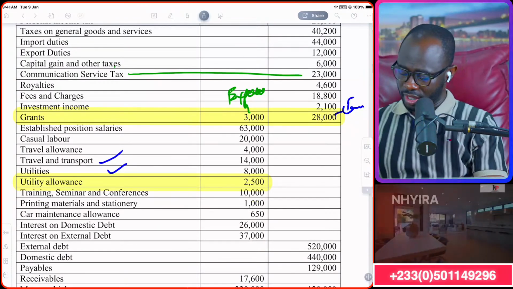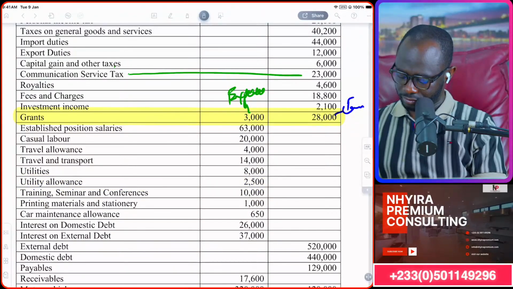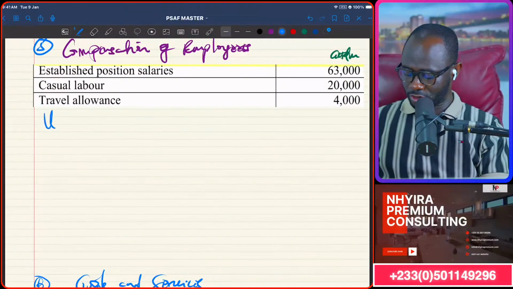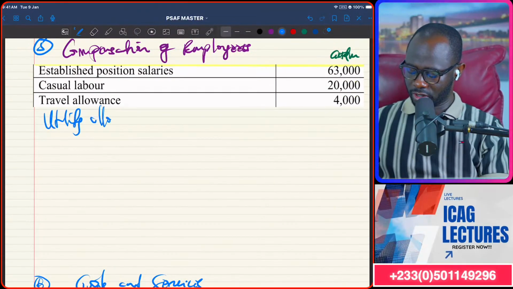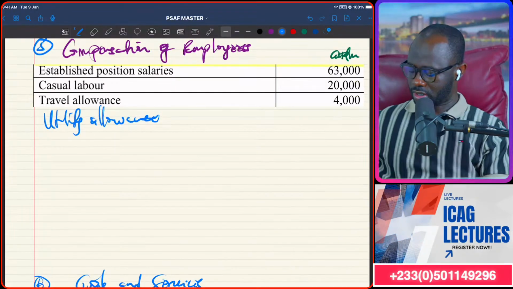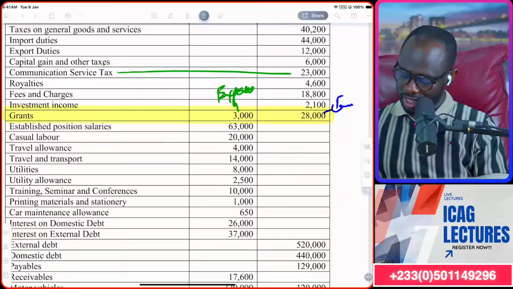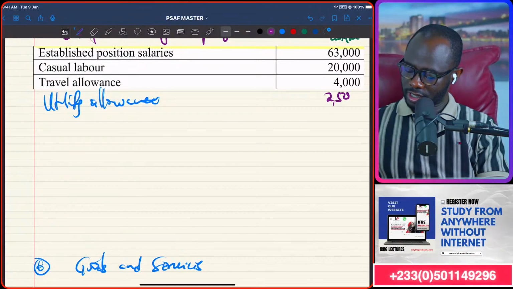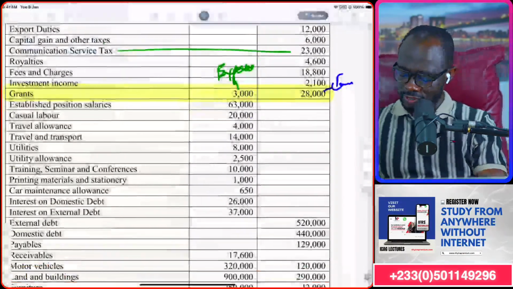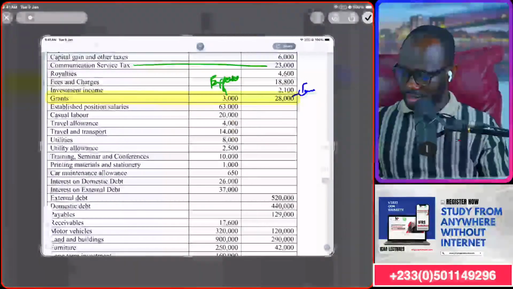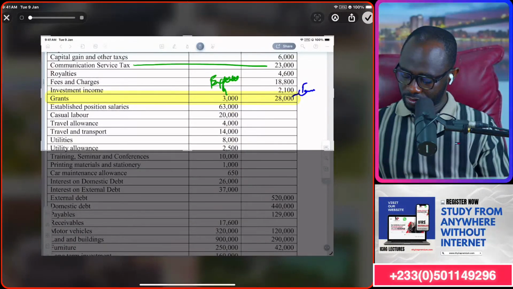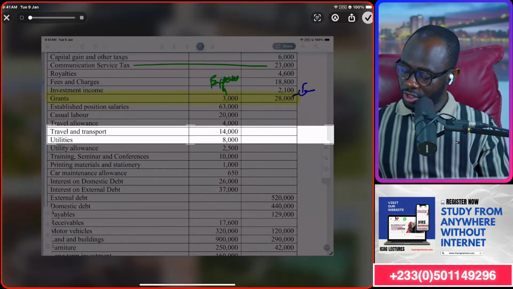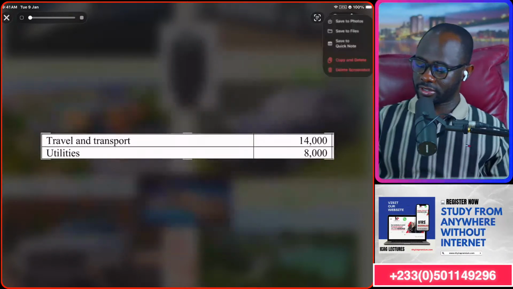So let me go this way. So you see that some of the things have been moved. So utility allowance, that is an amount of 2,500. Like this. So under goods and services, we will have the first two, travel and transport, then utilities that are paid.